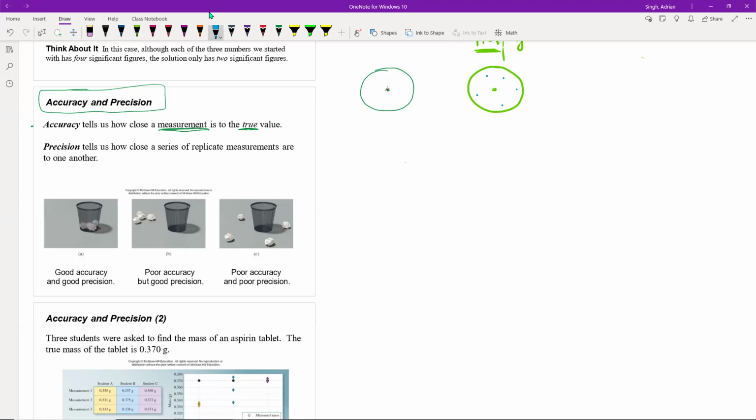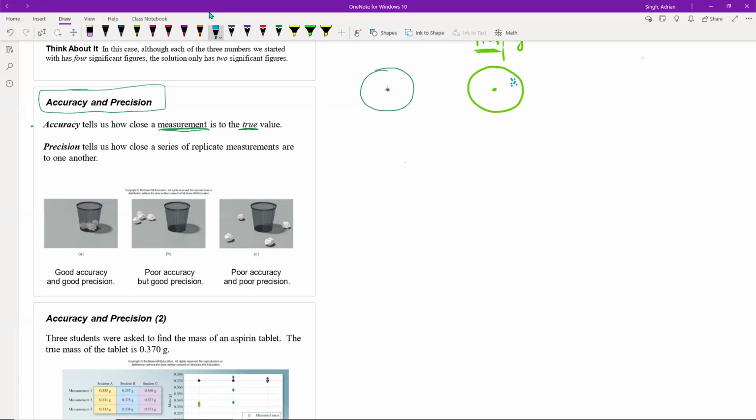However, if I throw some darts on here and I see that now they're all clumped together in generally the same location, well, now those measurements, or those darts in this case, are close to one another. That would be high precision, right? Because it's replicating. But it's not very accurate because it's not close to the true value, which is the center of the dartboard that we're using as our true value, as our target.